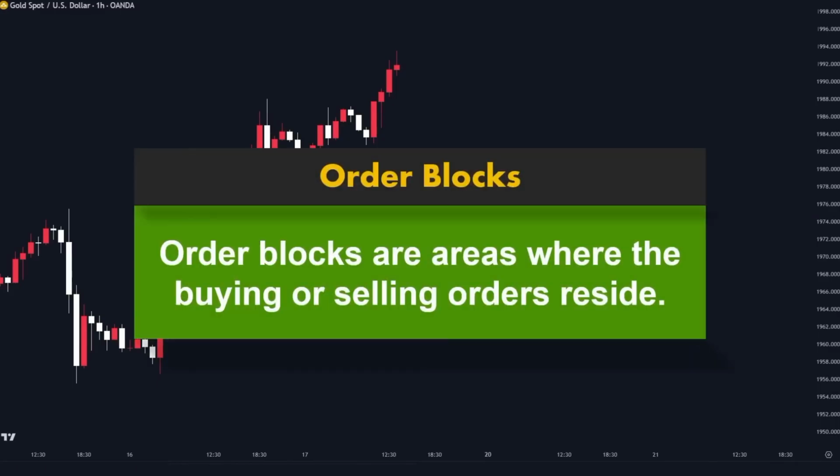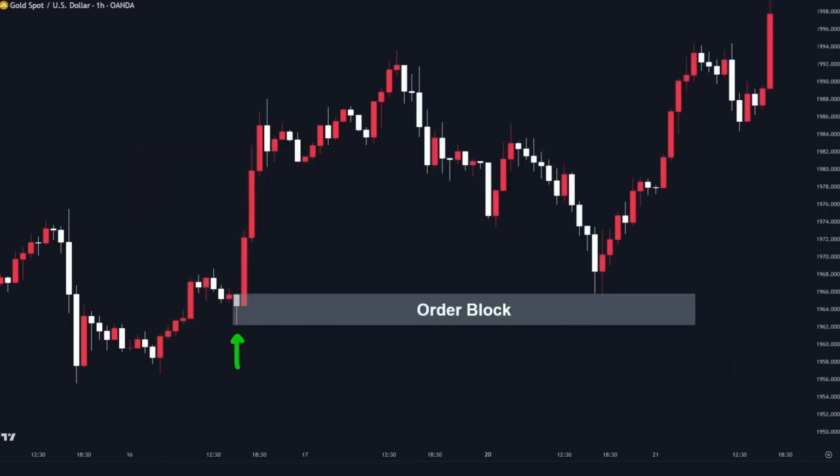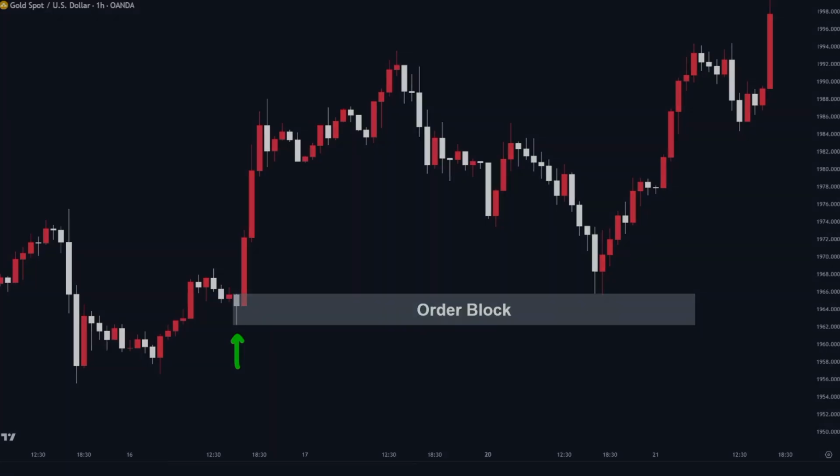Generally, order blocks are areas where the buying or selling orders reside. The market has rejected these levels once, so when it returns to these levels, it might react to them again. Every order block is a supply or demand level, but not every supply and demand area qualifies as an order block. Let me show you how.